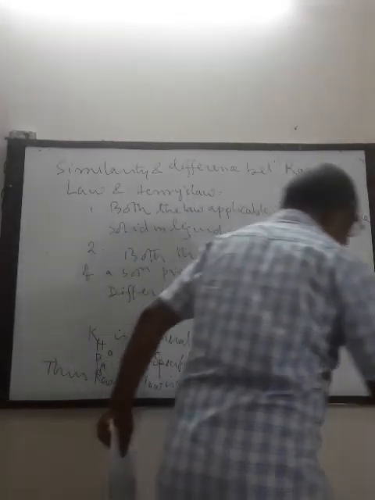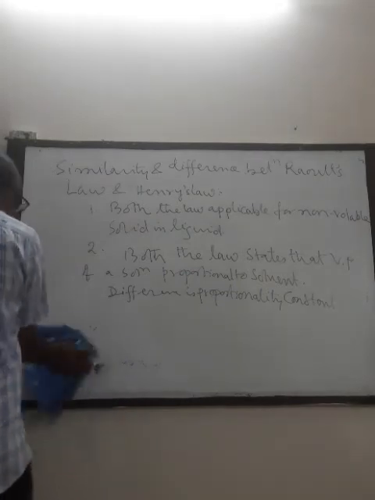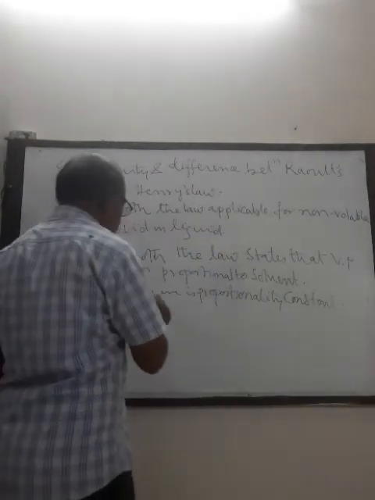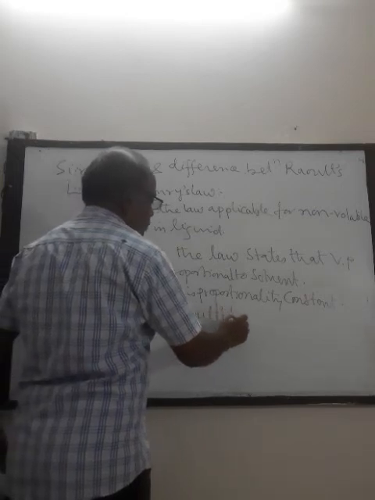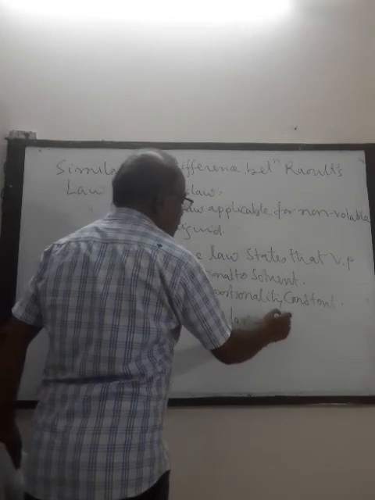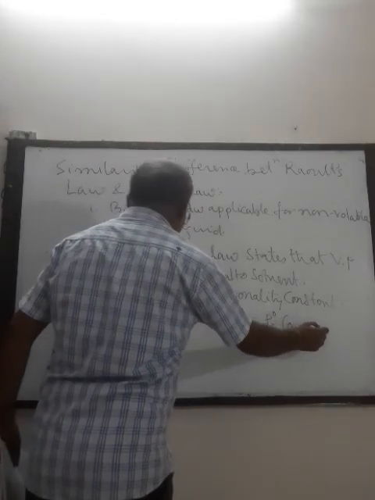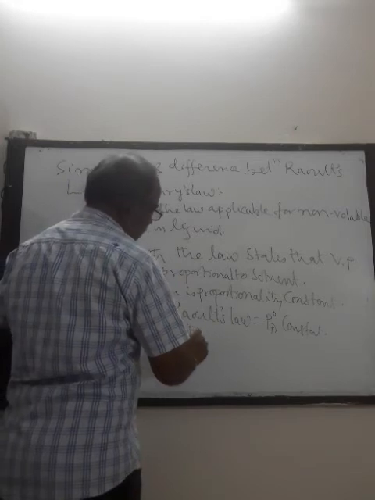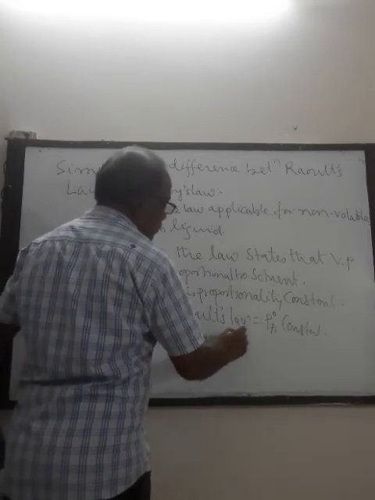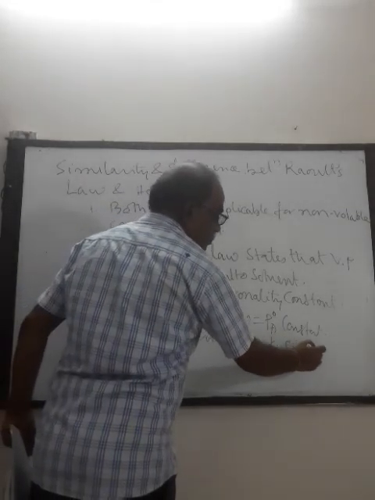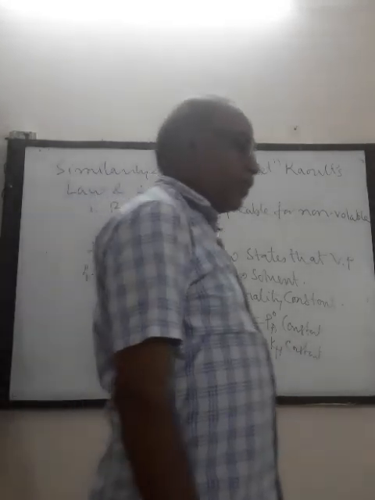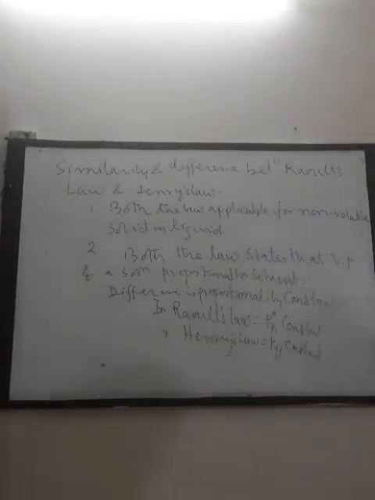In Raoult's law, the proportionality constant is P0, and in Henry's law, KH. P0 is a constant, and in Henry's law, KH is a constant. So these are the similarities and differences between Raoult's law and Henry's law.